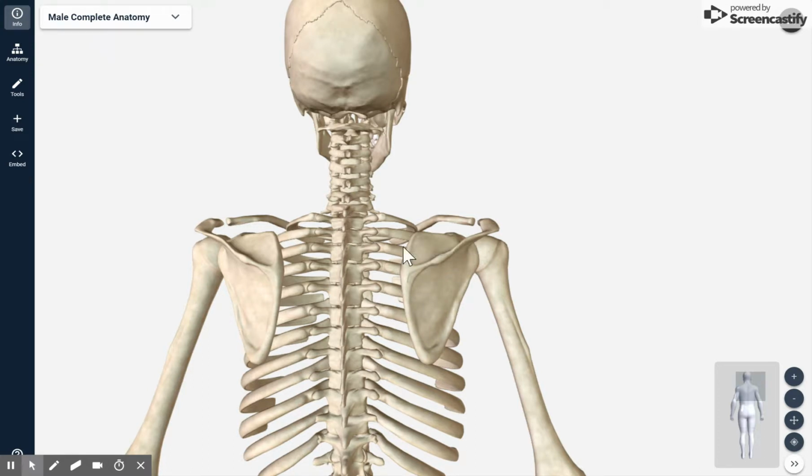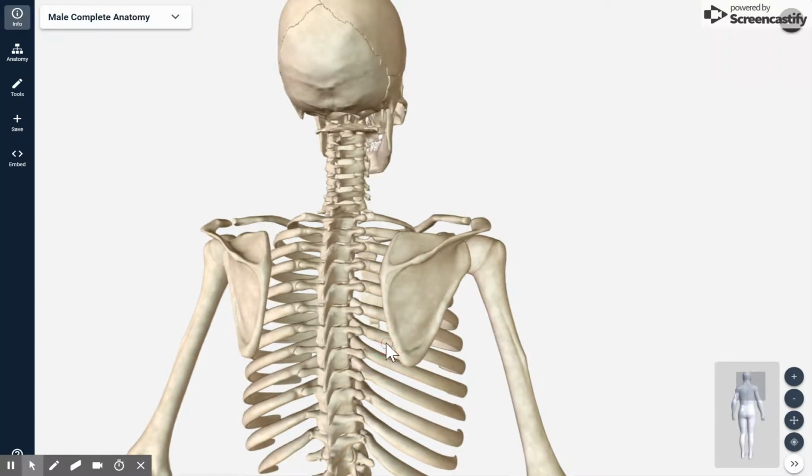So we have two scapula, and the border right here that's closer to the spine is called the vertebral border. Then at the very tip of the scapula, we have the superior angle, and at the bottom is the inferior angle. So we have the medial border or vertebral border, the inferior angle down here, and the superior angle up top. And we have a bony ridge that goes across the scapula. This is called the spine of the scapula.